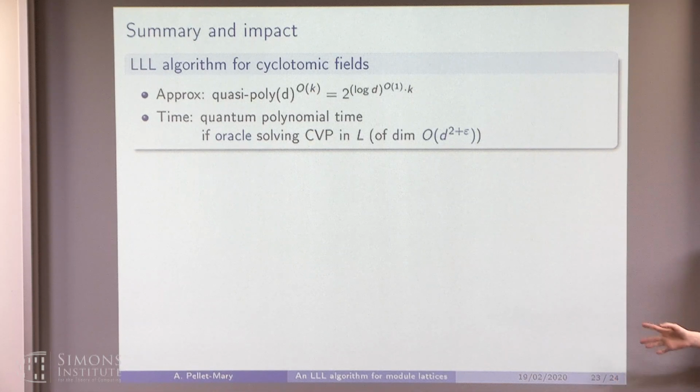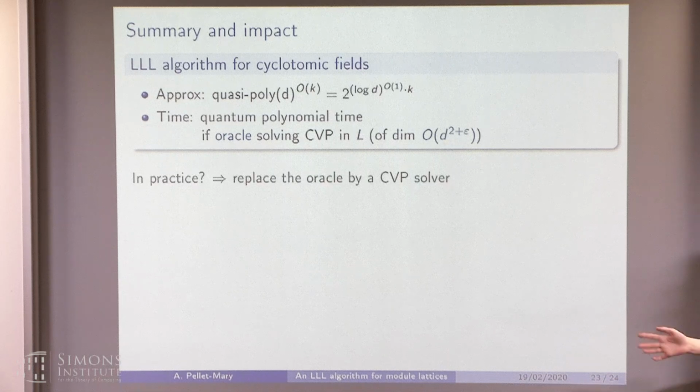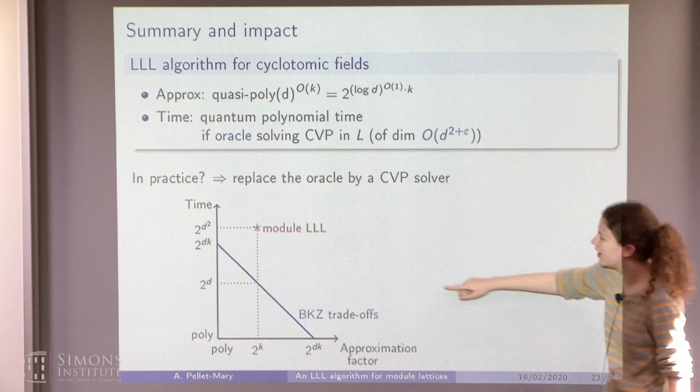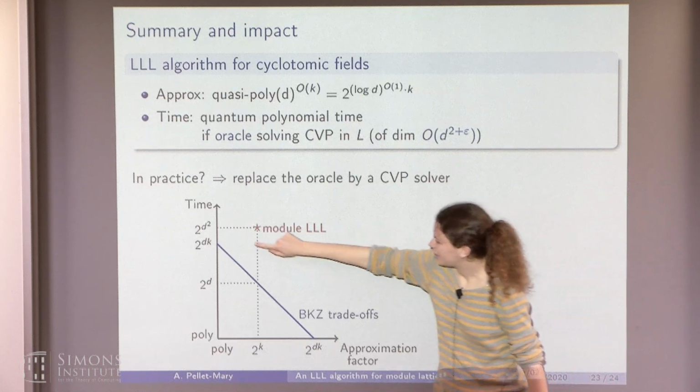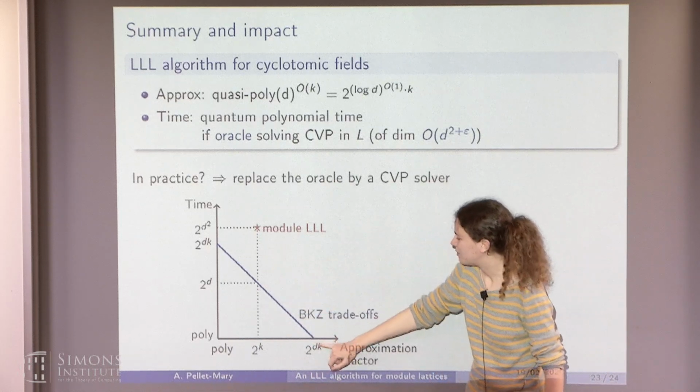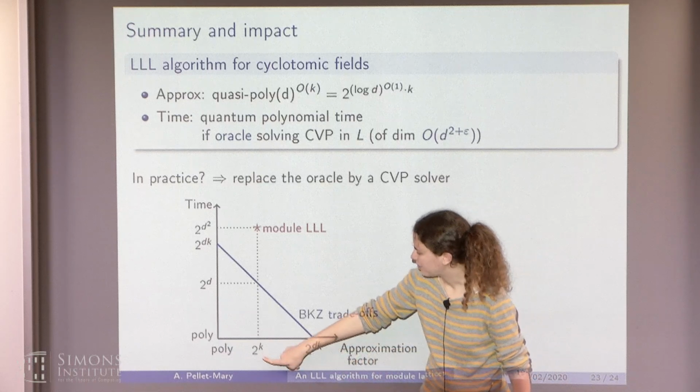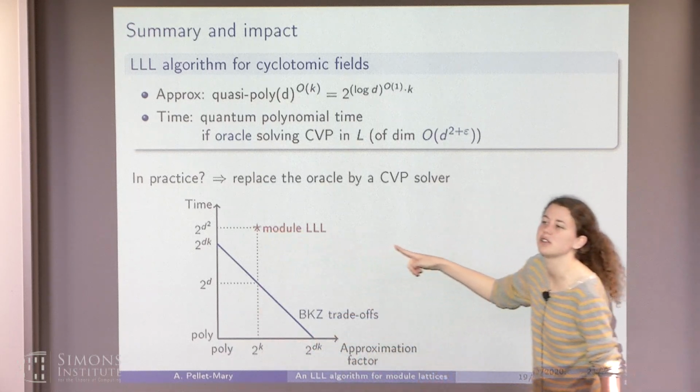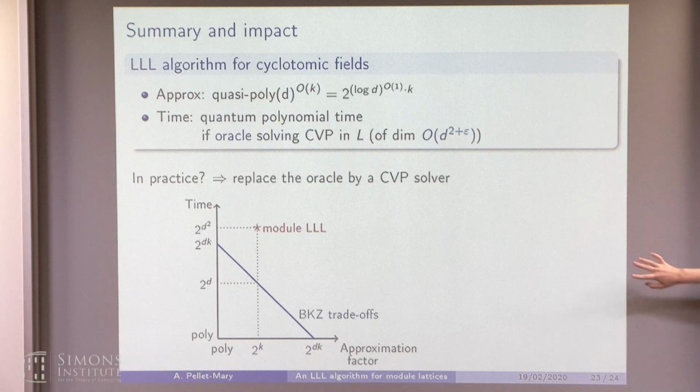So what if we want to run this algorithm in practice? Well, we need to instantiate this oracle. And if we do that by using a generic CVP solver, what we get is very bad. This is the algorithm we would get compared to BKZ. This is what we can obtain with BKZ. And our algorithm will give us something exponential in k, but in time exponential in d squared. So this is absolutely not to be used by replacing the oracle by a generic CVP solver.